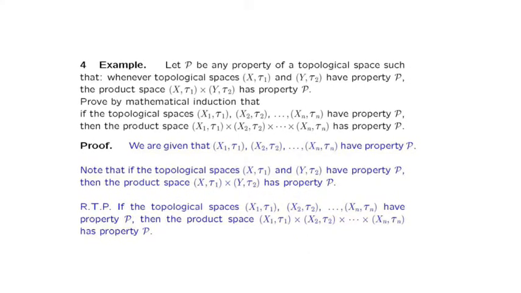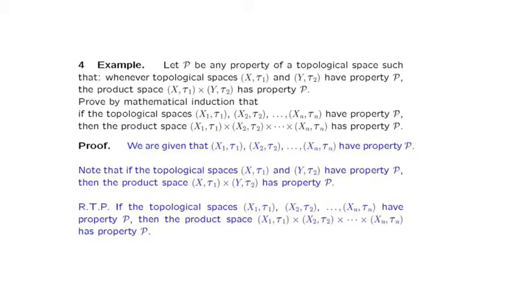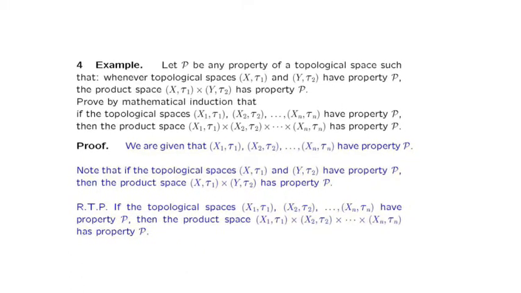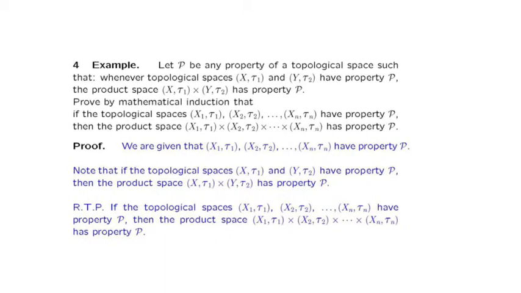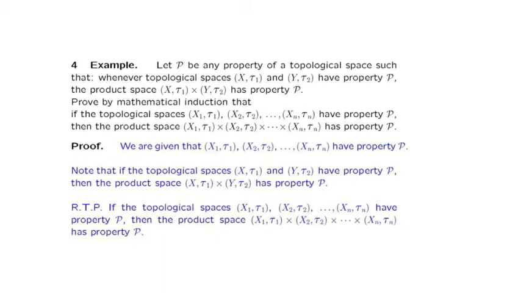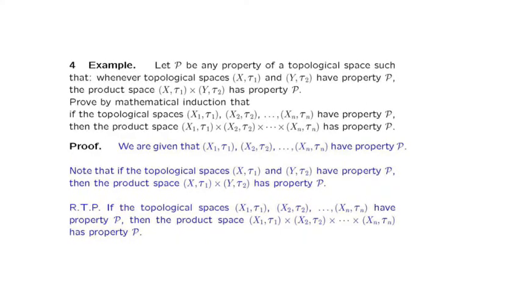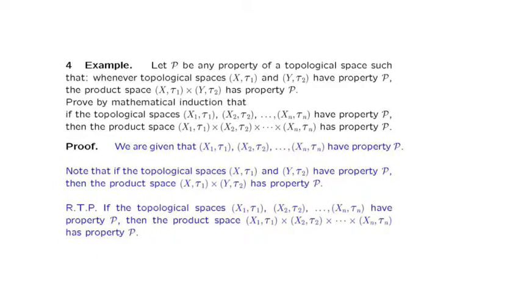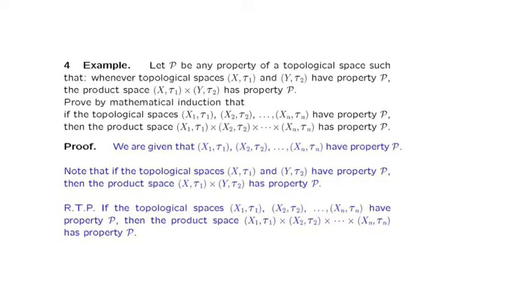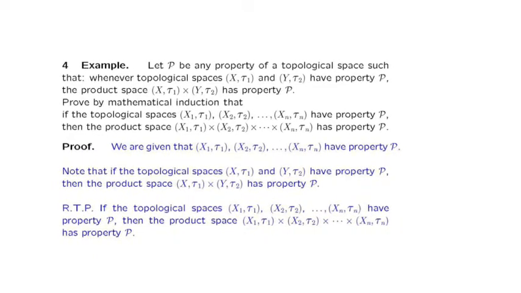Then we write down what we are required to prove. We are required to prove that if the topological spaces X1, τ1 up to Xn, τn have property P, then the product space X1, τ1 times X2, τ2 up to Xn, τn has property P.